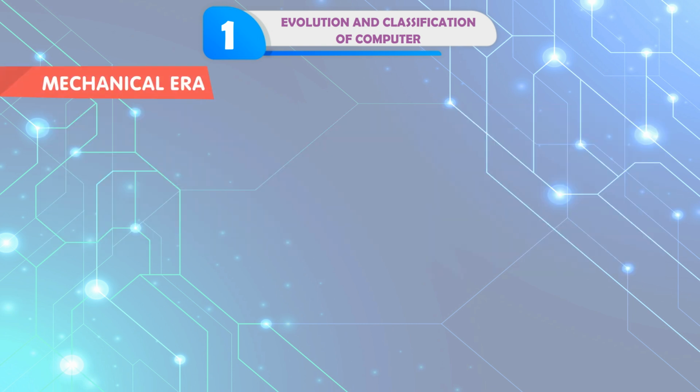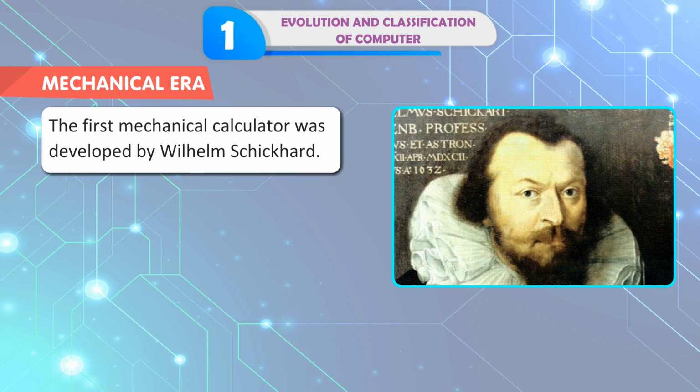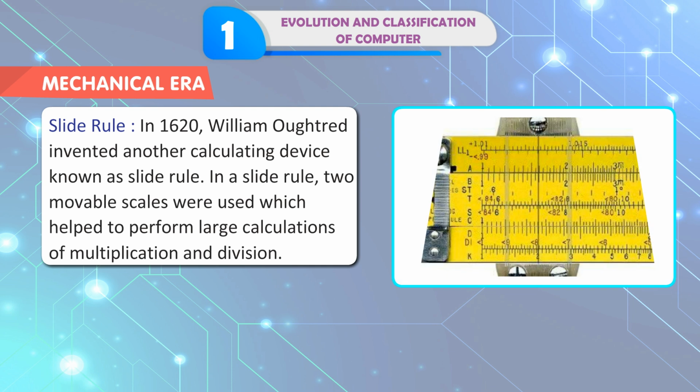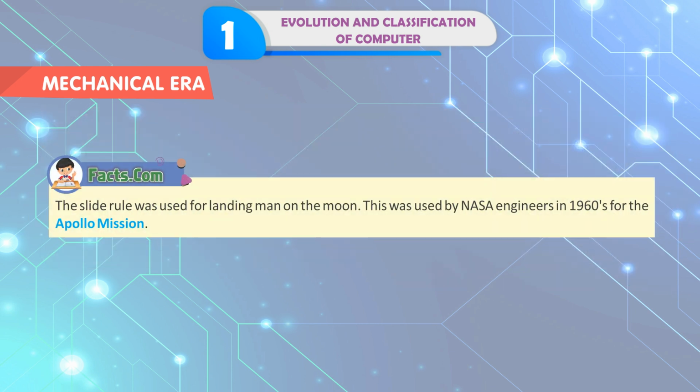Mechanical era. The first mechanical calculator was developed by Wilhelm Schickhard. Slide rule. In 1620, William Oughtred invented another calculating device known as slide rule. In a slide rule, two movable scales were used which helped to perform large calculations of multiplication and division. Facts.com. The slide rule was used for landing man on the moon. This was used by NASA engineers in 1960s for the Apollo mission.